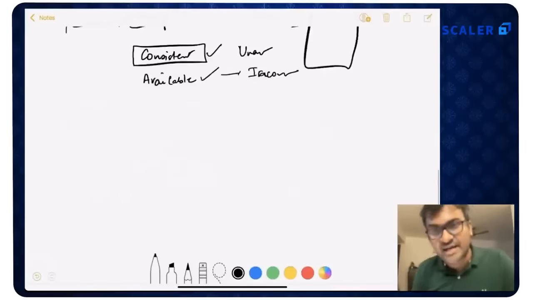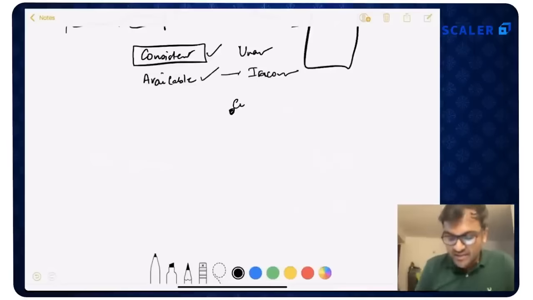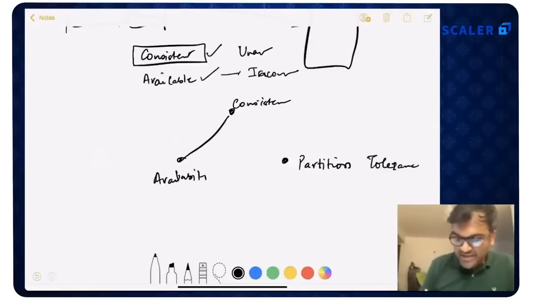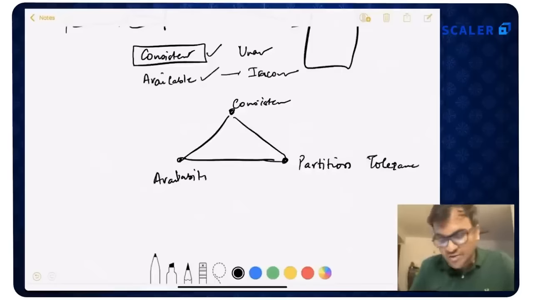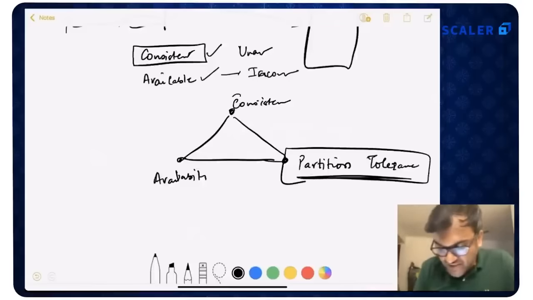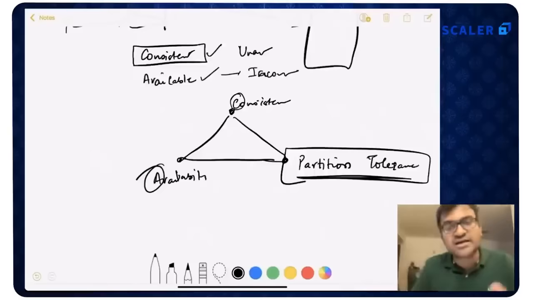And that is exactly the CAP theorem. CAP theorem says that if you have consistency, if you have availability, and if you have partition tolerance, then at a time you can only guarantee 2 out of these. You can't promise all 3 at the same time, which means when this network partition happens, I would have to choose between consistency and availability. I can't have both. That's the CAP theorem.